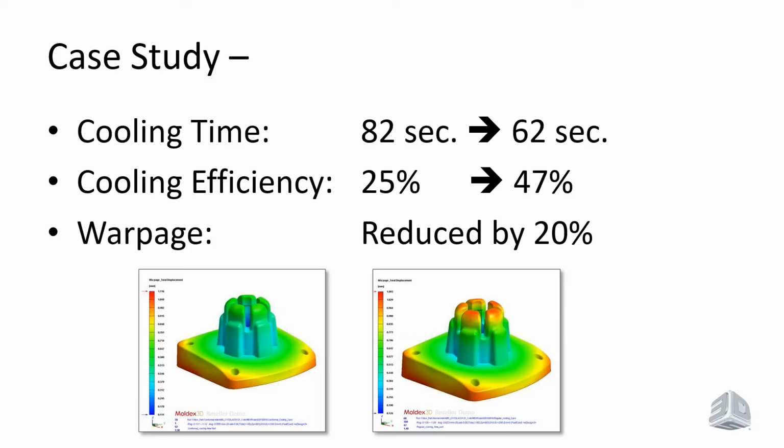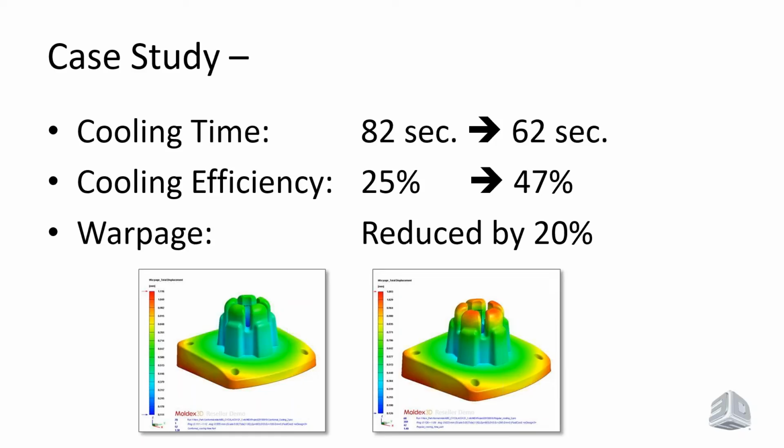The results that we got from using conformal cooling versus the standard cooling techniques are shown here. Basically, it reduced the cooling time of the cycle from 82 seconds to 62 seconds, which is pretty significant in terms of your overall machine time or piece part price. So if your production volume says you need to reduce your time to save money, this is a good example of why conformal cooling would be a good choice.